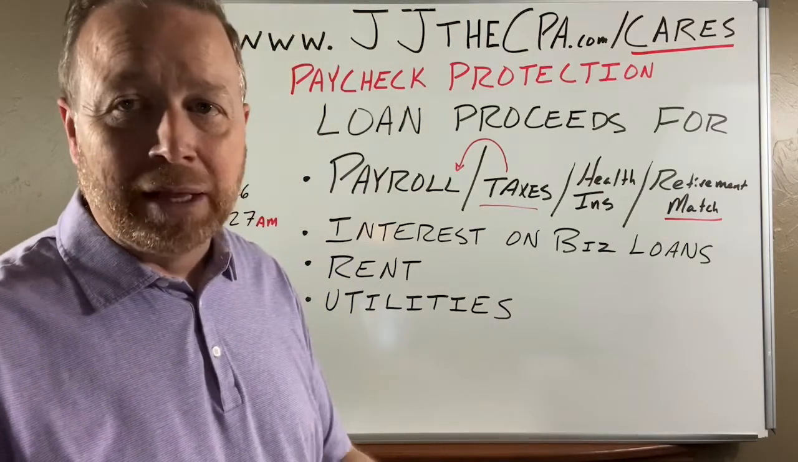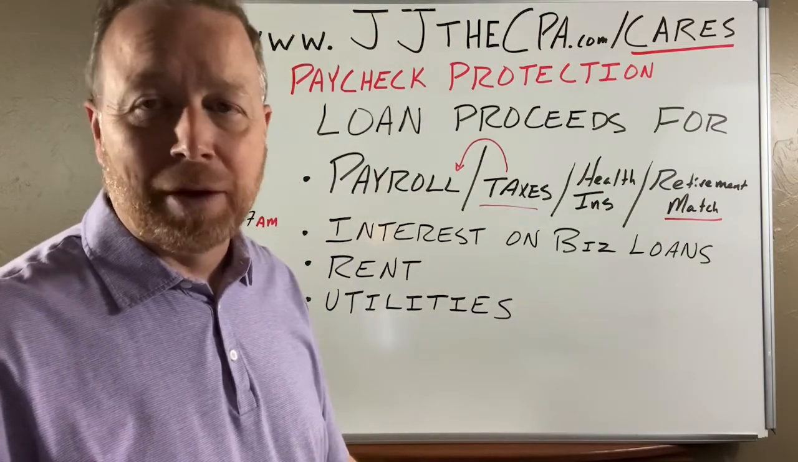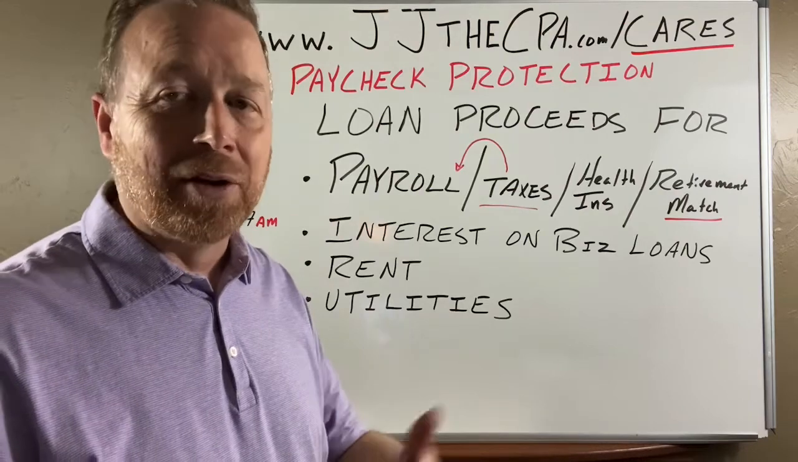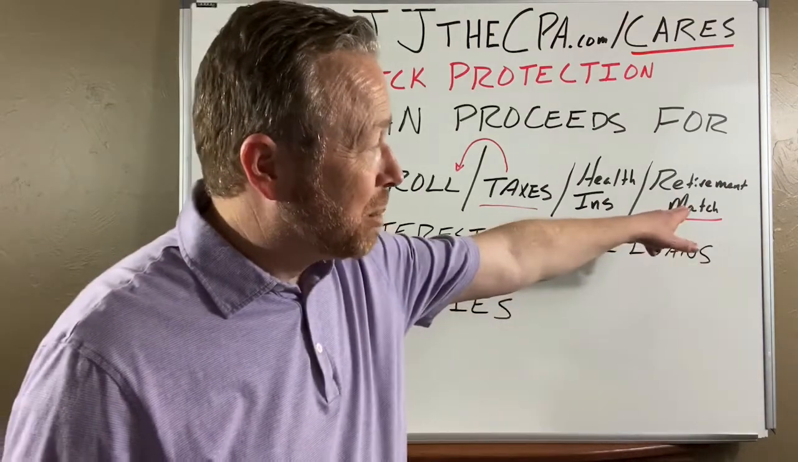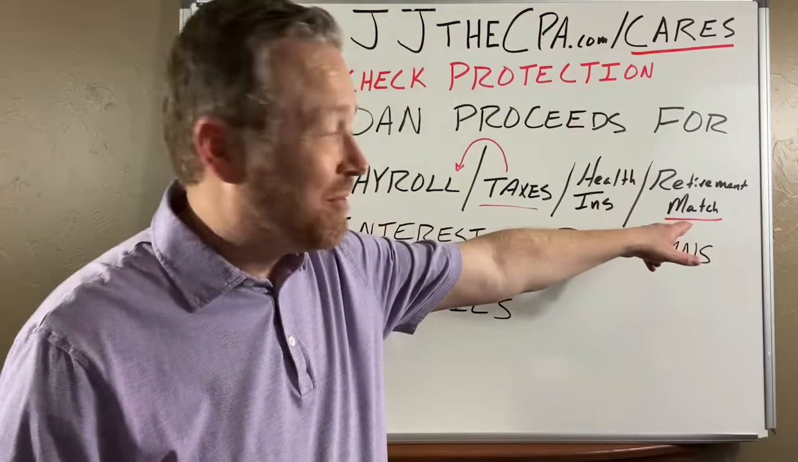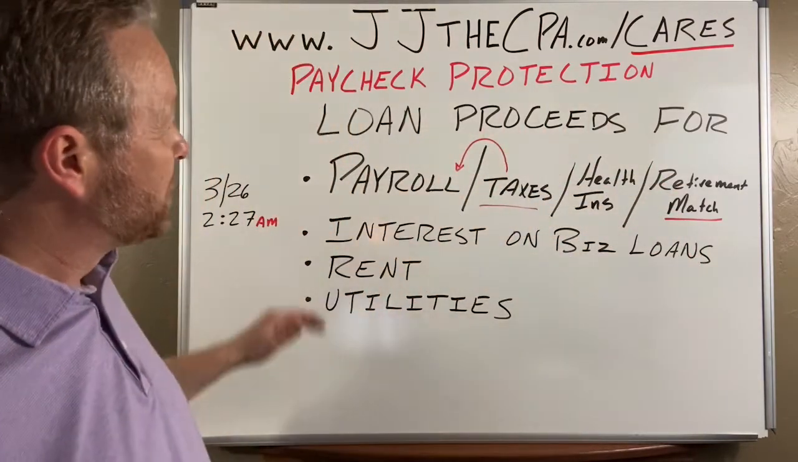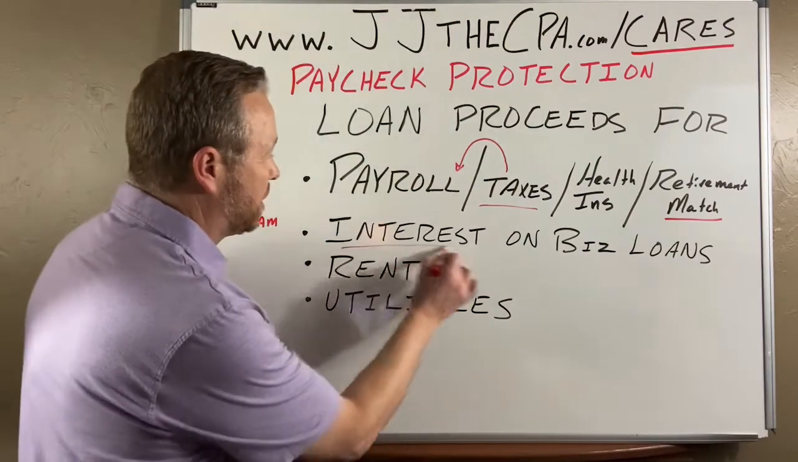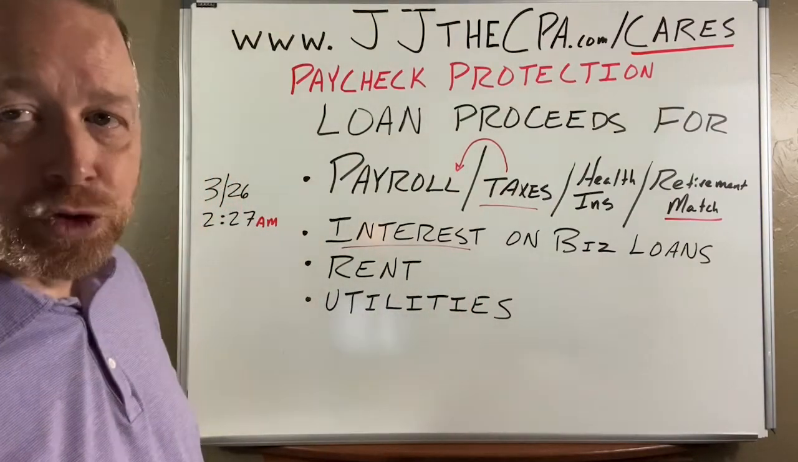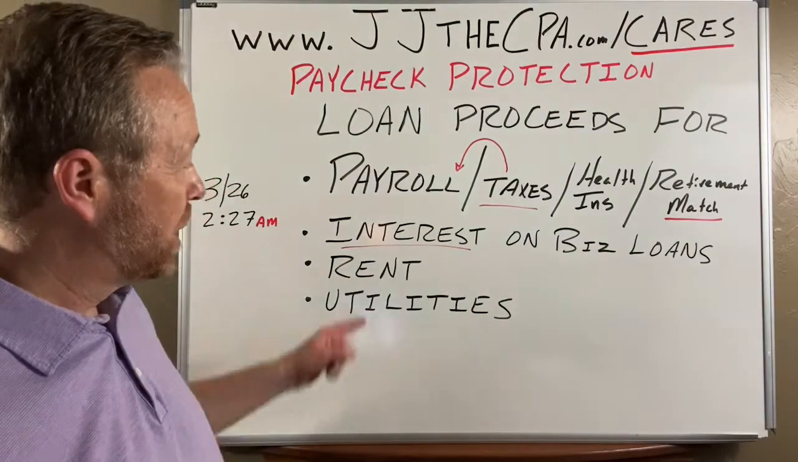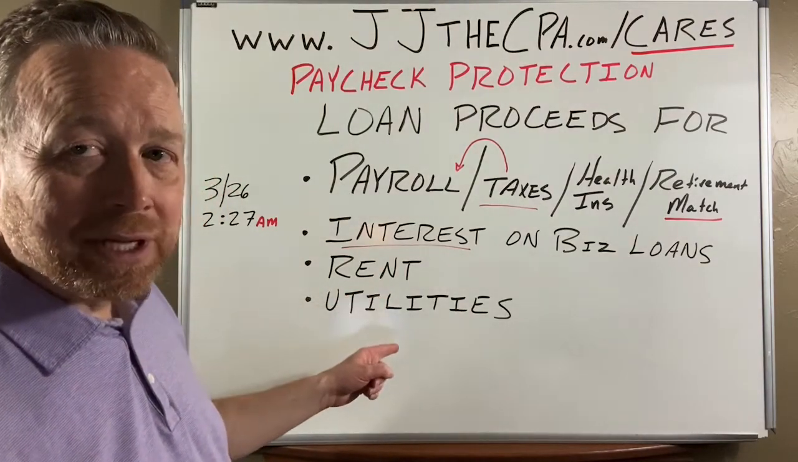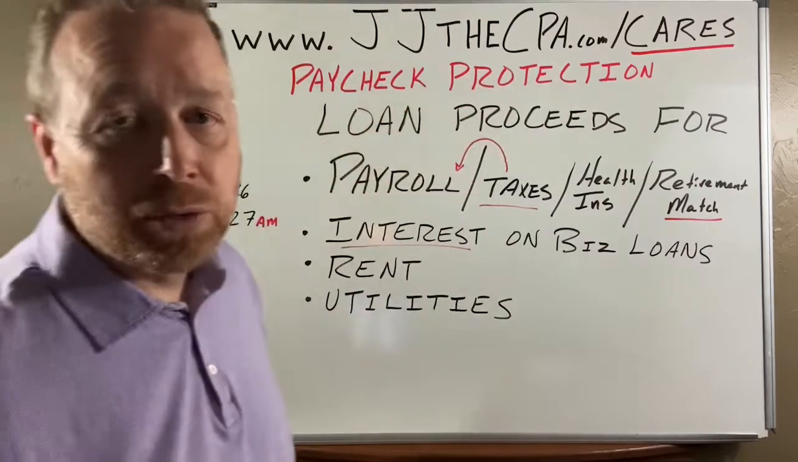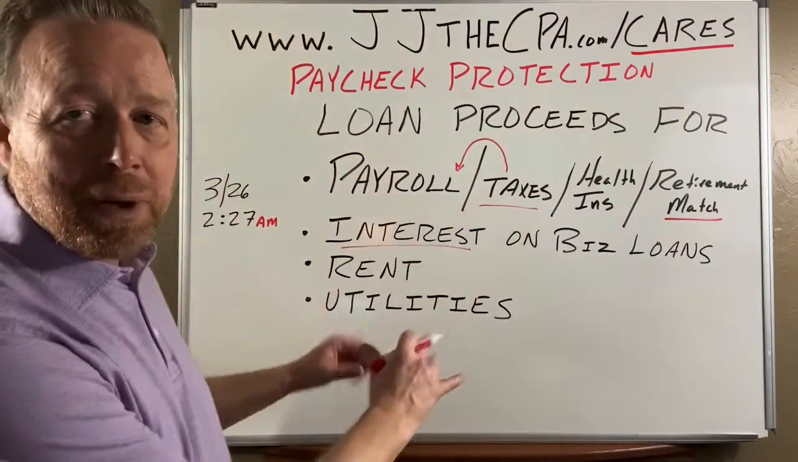And no, that doesn't mean that if you have a SEP plan and you put 25% of your compensation in there, that's included. This is on an employer match, typically 3, maybe 5% of payroll. So the loan proceeds can be used for that. The interest, okay, not principal, the interest portion of business loans, the rent, and the utilities. So if you get one of these loans, this is what you can use the money for. All right, so that was kind of a full picture of it.